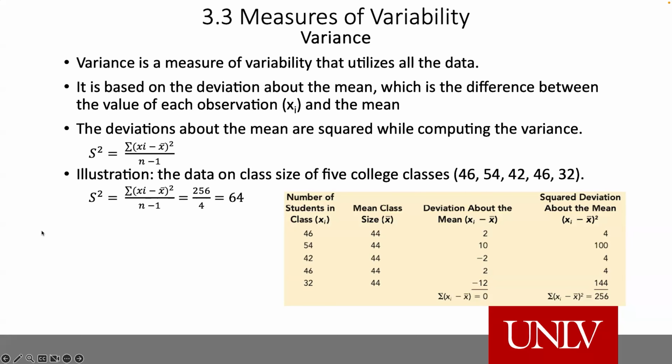Okay, now let's come back to the variance. Let's talk about this illustration. We can calculate the variance of the data on class size of 5 college classes, including 46, 54, 42, 46, and 32. The variance would be the sum of the squares of the deviations between each value and the mean. The sum of the squares of the deviations is 256, and we divide it by n minus 1. The n is 5 because there are 5 observations in this dataset, so the degree of freedom would be 4, and it leads to 64 as the variance. However, the 64 is quite large to represent the variability as it is a squared value.